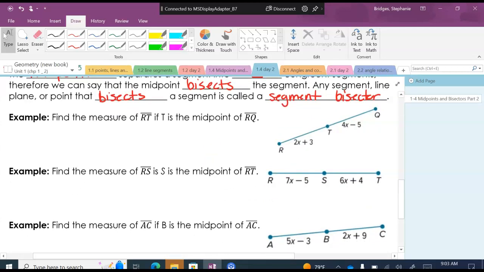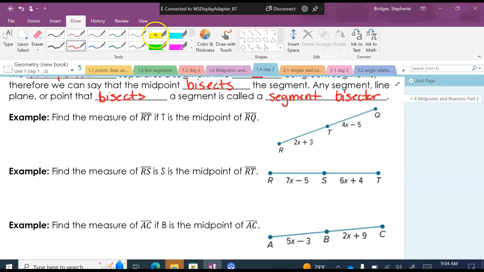It says find the measure of RT, that's the length of RT, if T is the midpoint of RQ. That means T does what to segment RQ? Cuts in half. What's the word we just learned? Bisects. So look at your picture. RQ is your segment. T is the bisector. It's in the middle. It's the midpoint. And I want to find the length of RT. That means I need to find X. Any idea on how I could set up an equation to find X?